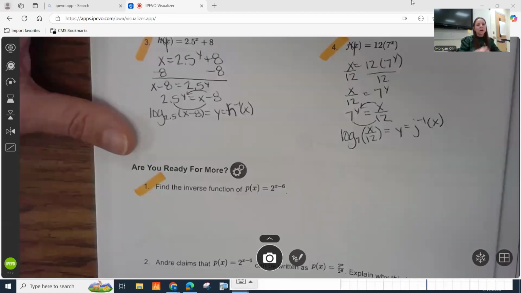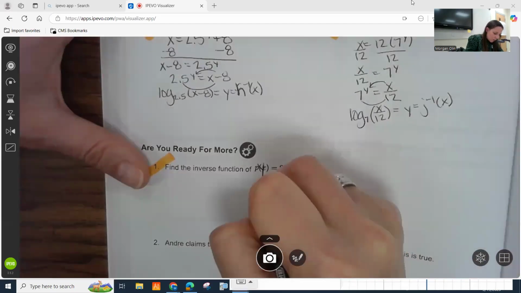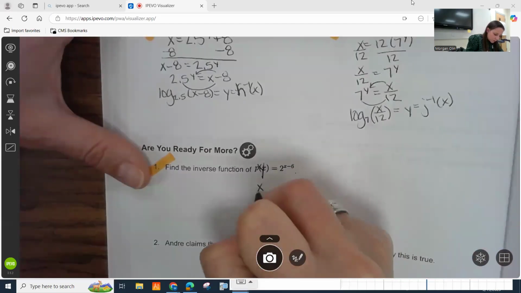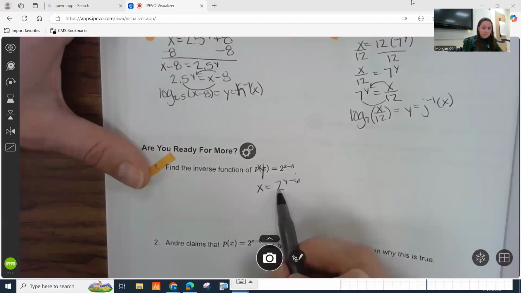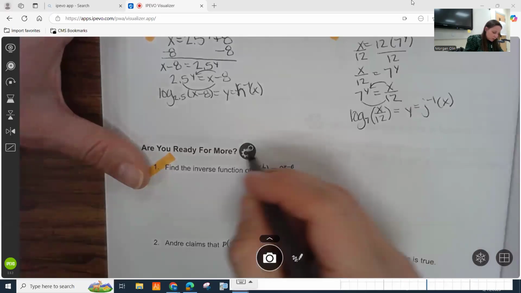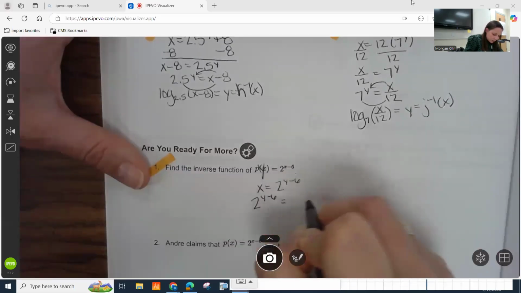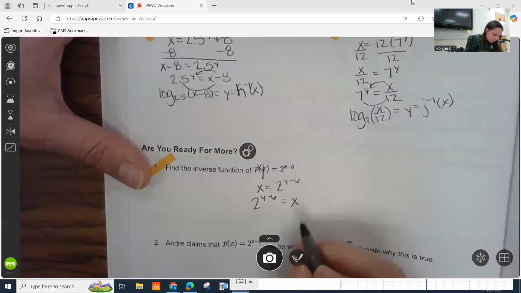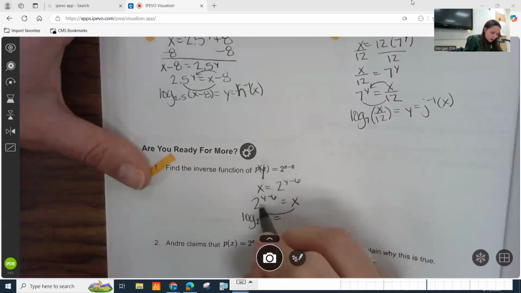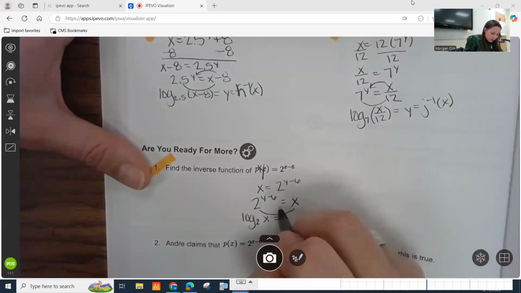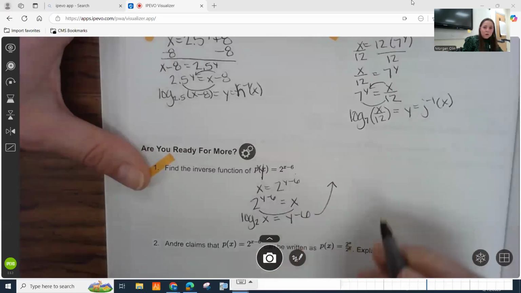All right, so here, let's find the inverse here. Let's do the same thing. There's our y. Okay, we're going to switch it. Now this is the base raised to an exponent. So this one's going to be a little bit different. Now I'm going to solve for y. So here we're going to do log base 2 of x equals, and then the exponent is y minus 6.